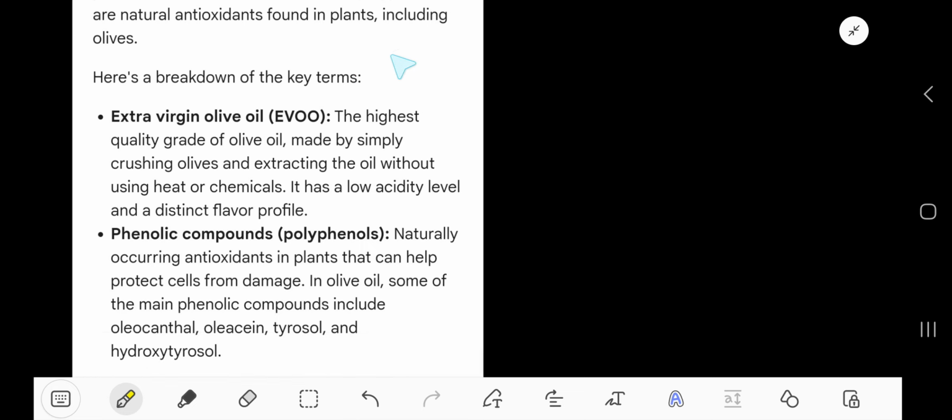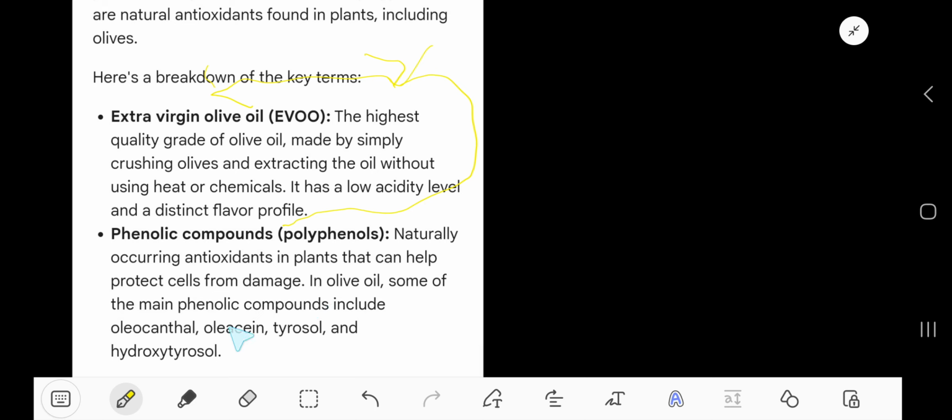So, if you break down high phenolic extra virgin olive oil, you will get phenolic compounds and extra virgin oil. Extra virgin oil is the highest quality grade of olive oil, made by simply crushing olives and extracting the oil without using heat or chemicals. This has a low acidity level and a distinct flavor profile. And phenolic compounds means polyphenols, naturally occurring antioxidants in plants that can help protect cells from damage.